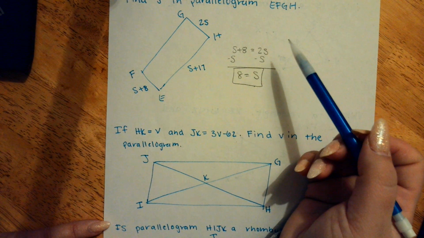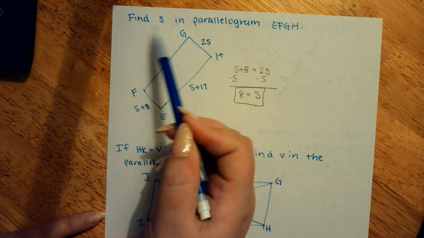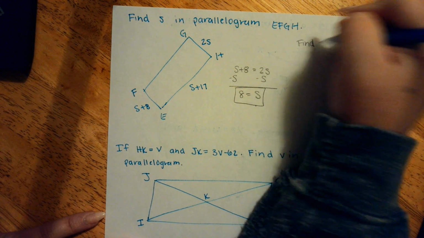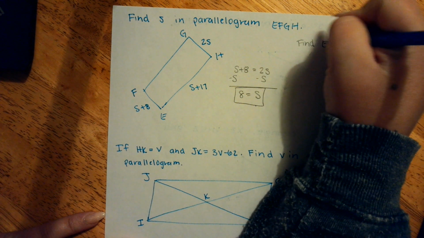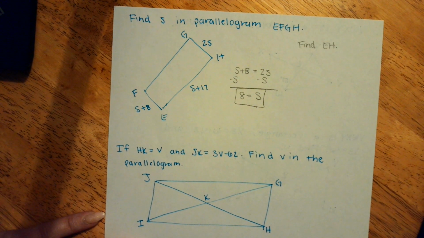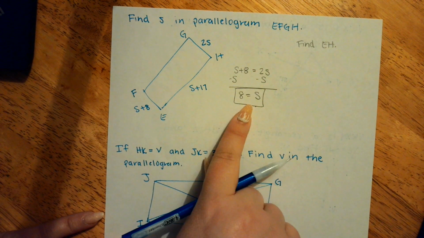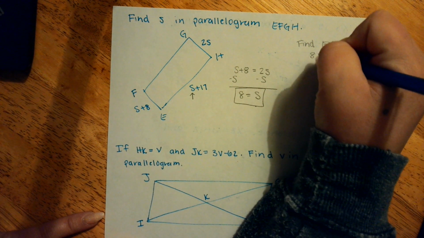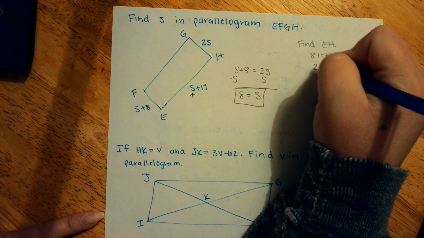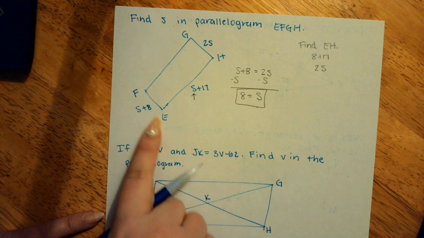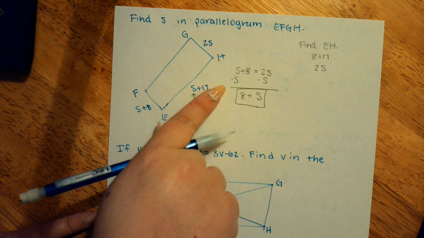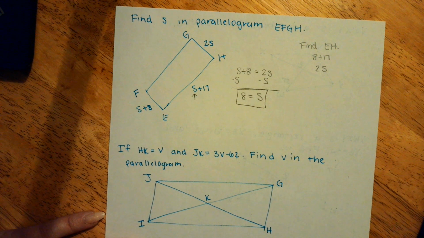Now, be very careful what it asks for. Sometimes instead of saying find S, sometimes we'll say find EH. So if it said find EH, we would still have to find S, and then we just have to take this S and plug it in there. So it would be 8 plus 17, which is 25. When it has three sides like this on a parallelogram, this third side that doesn't have anything opposite of it is just there to throw you off, or it might be there for this purpose.